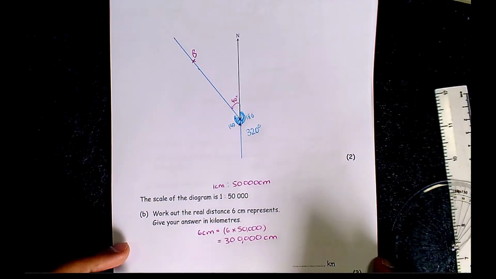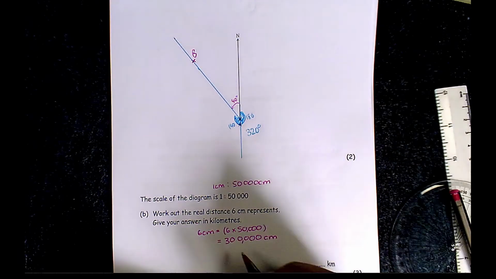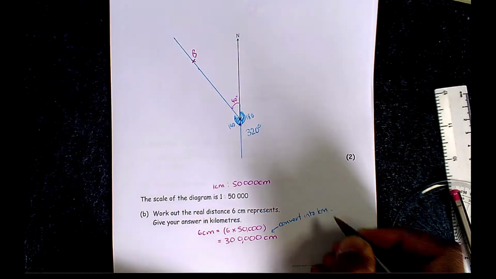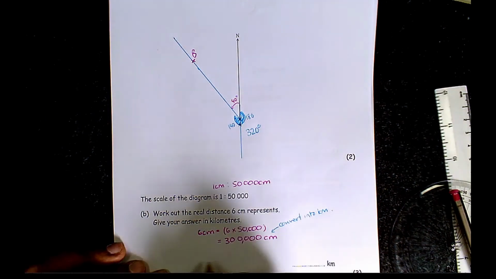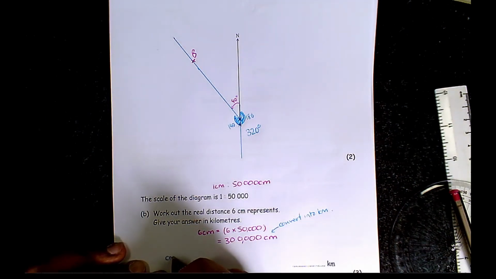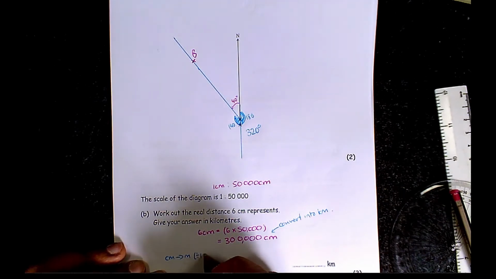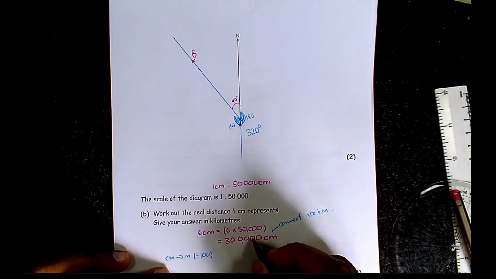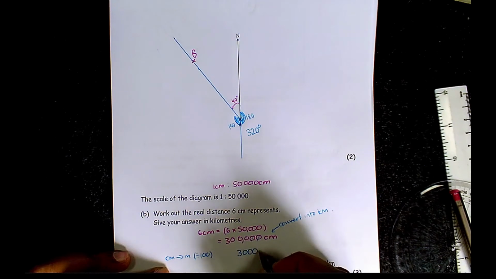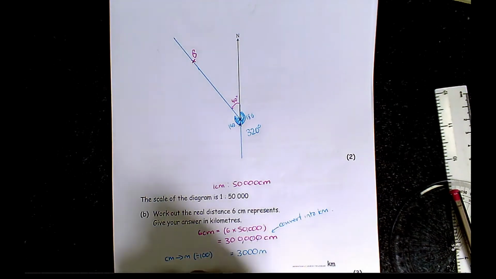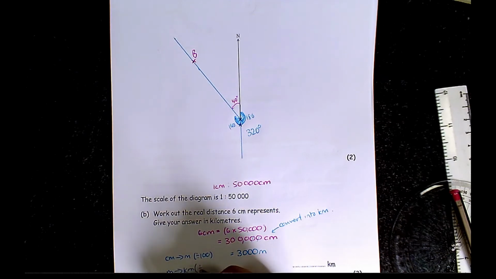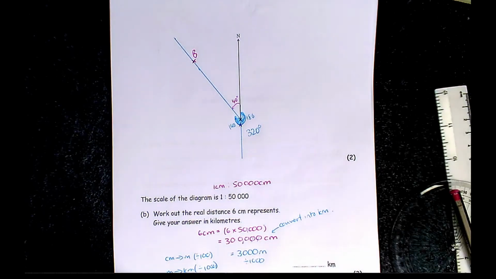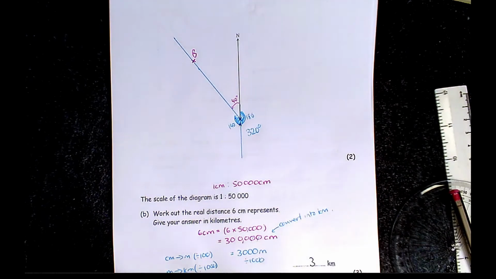Now from this, what I need to do is convert this into kilometers. First things first, I know that to convert centimeters into meters, I need to divide by 100. So if I divide 300,000 by 100, I get 3,000 meters. And then to convert meters into kilometers, I need to divide by 1,000. So if I divide this by 1,000, I get my final answer of 3 kilometers.